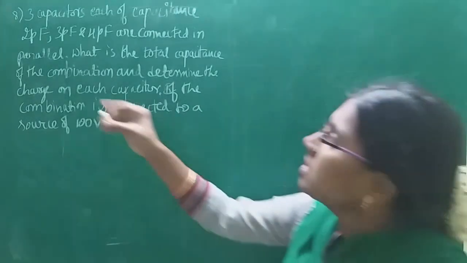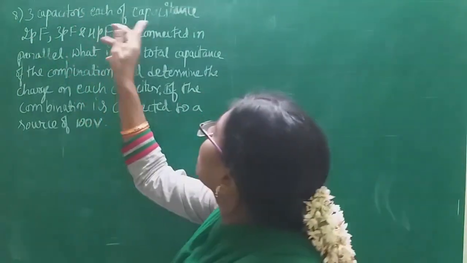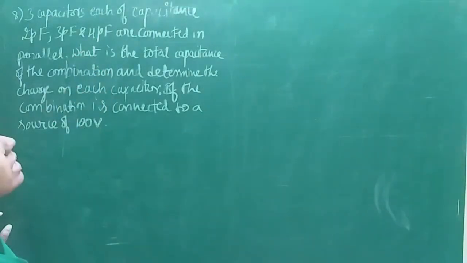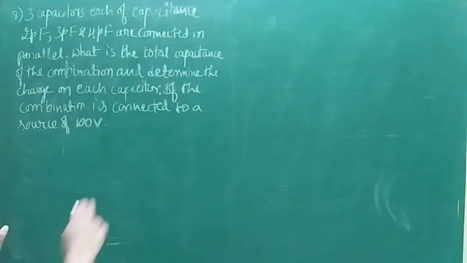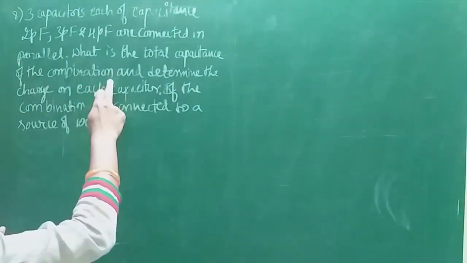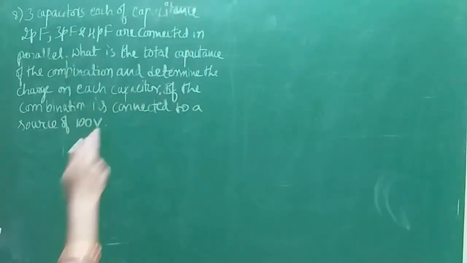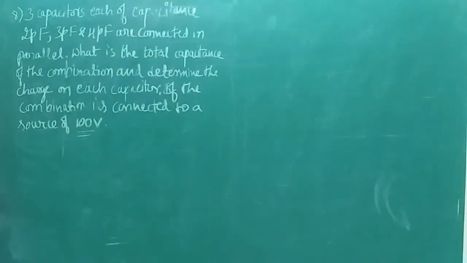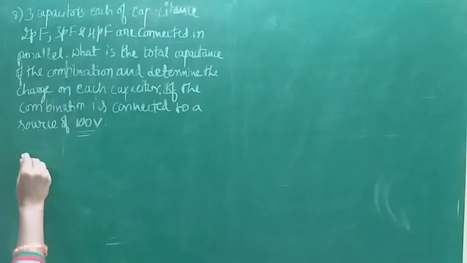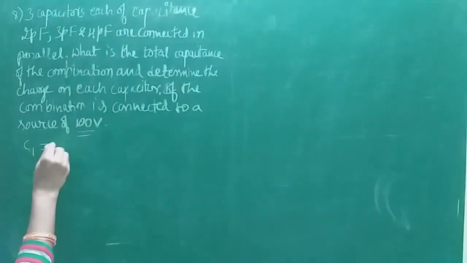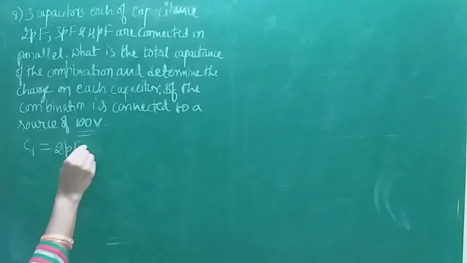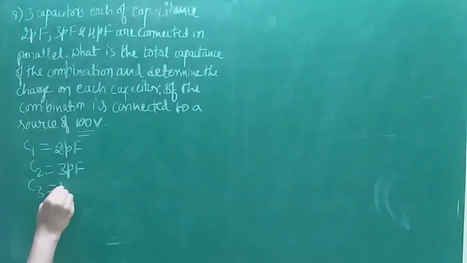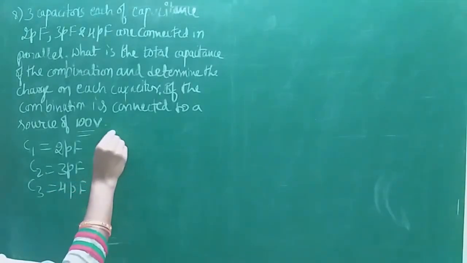The next problem: three capacitors, each of capacitance 2 picofarad, 3 picofarad and 4 picofarad, are connected in parallel. What is the total capacitance of the combination? And determine the charge on each capacitor if the combination is connected to a source of 100 volt. See, they have given the individual capacitances: C1 is equal to 2 picofarad, C2 is equal to 3 picofarad and C3 is equal to 4 picofarad. These are connected in parallel.